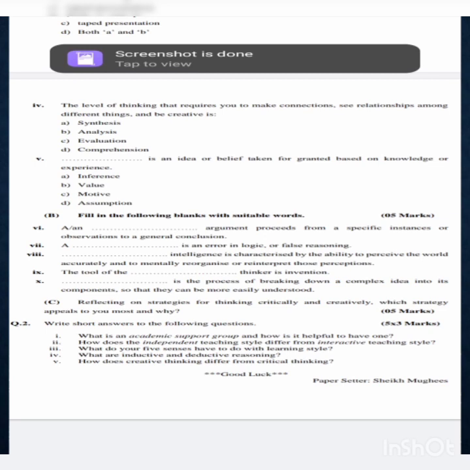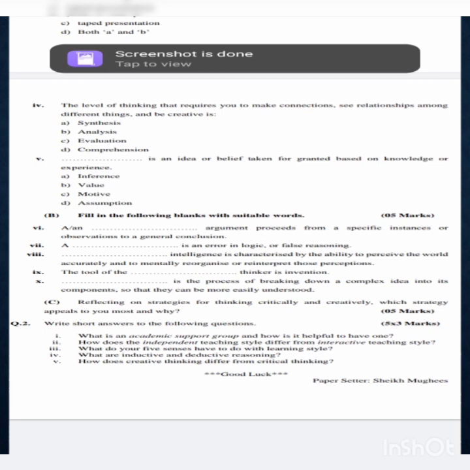Now part B is fill in the blanks with suitable words. A or an dash argument proceeds from specific instances or observations to a general conclusion. Second is a dash is an error in logic or false reasoning.